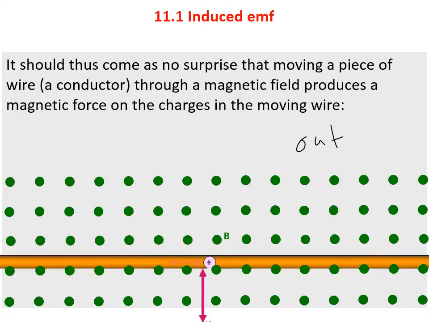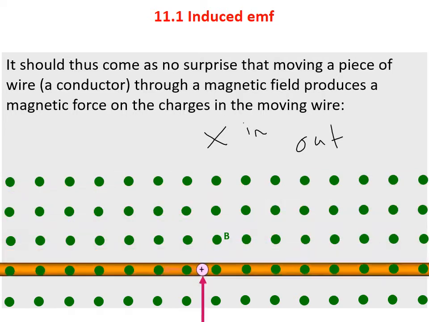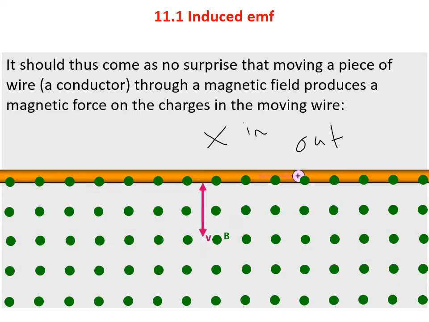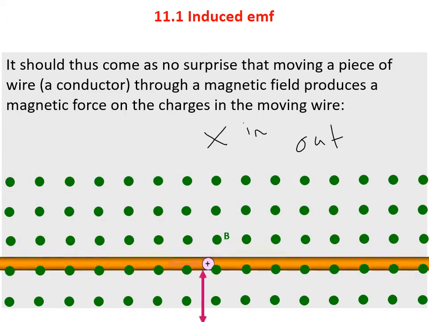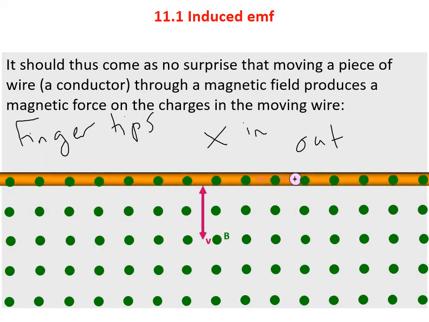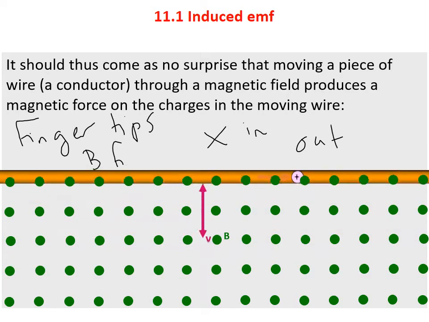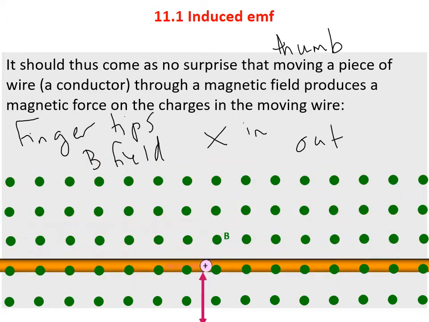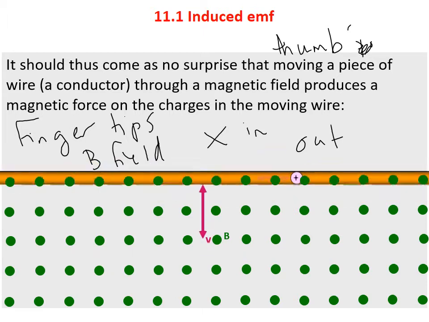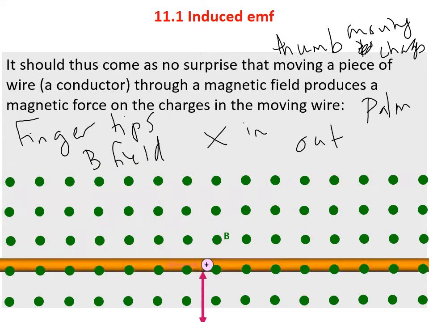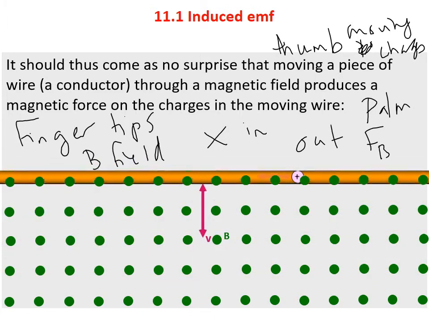If the B field was going into the screen, remember this, I would see the tail of the arrow. And you can recall your right-hand rule. The fingertips on your right hand point in the direction of the B field. Your thumb points in the direction of the moving charges. And the palm of your hand faces the direction of the magnetic force on the moving charges.